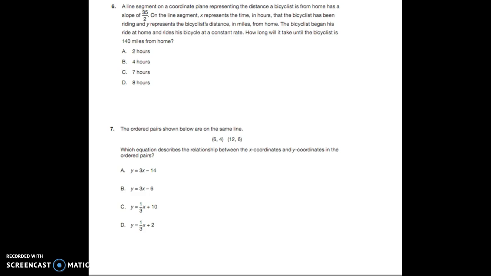Okay, so the slope tells us that he goes 35 miles in 2 hours. So that's basically what that's saying. 35 miles in 2 hours. So for 140 miles, we have to figure out how many times 35 goes into that. So let's kind of do it as a proportion. So 140 divided by 35.